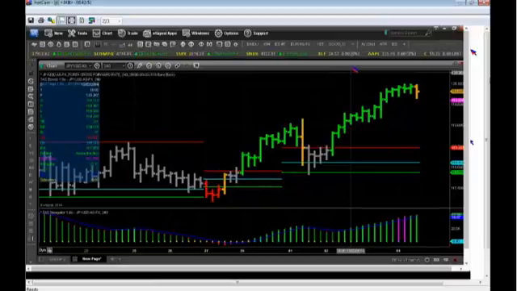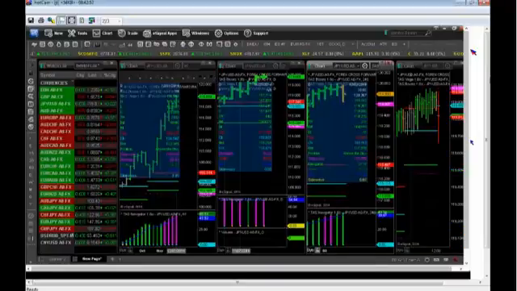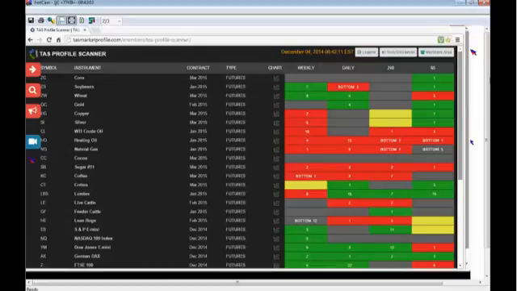And right now, based on looking at the scanner, I'm going to go to the yen here, for currencies.